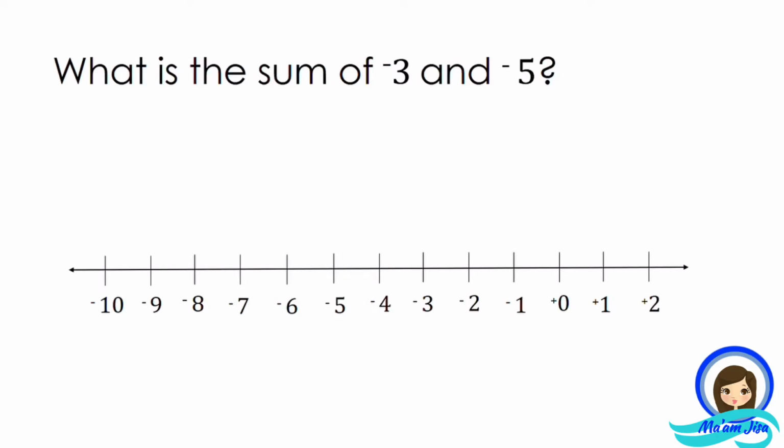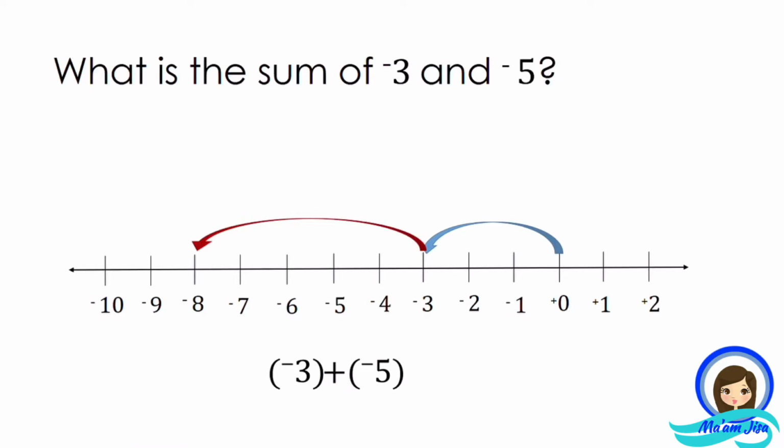What about if the numbers are negative? What is the sum of negative 3 and negative 5? To represent the first addend, we draw an arrow from 0, 3 units going to the left, because numbers are already negative. To represent the second addend, which is negative 5, we draw a second arrow starting from negative 3, moving 5 units to the left. To represent their sum, we draw a third arrow from 0 towards the end of the second arrow. Therefore, negative 3 plus negative 5 equals negative 8.